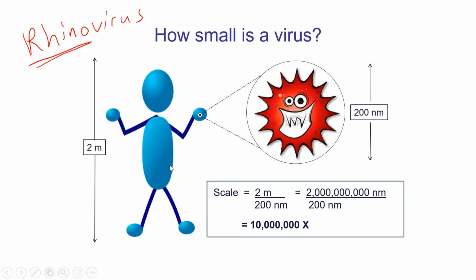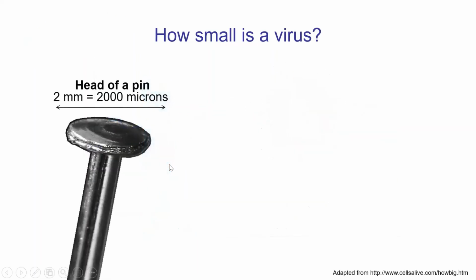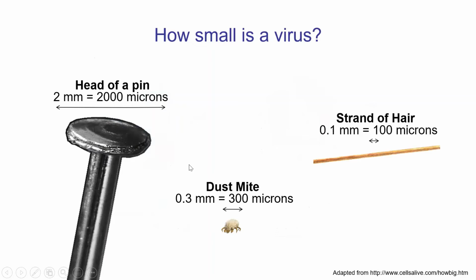So I saw this thing on Cells Alive that compared a virus to the head of a pin. You can probably imagine a pin, and that's about 2 millimeters in diameter. A millimeter is 1,000 micrometers, or microns, as you can see there. Let's compare that to a couple of things that we can see. A dust mite is about 300 micrometers and just barely visible to the eye. A strand of hair is the same, just barely visible. Anything smaller than the thickness of a strand of hair, we can't see.